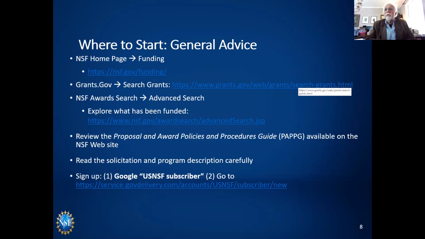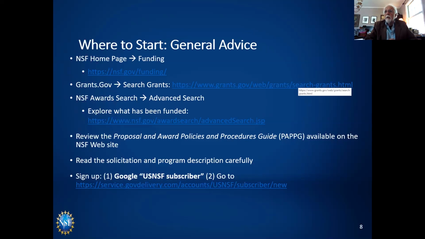Where to start to figure out what's going on? Well, check the home page, go to funding. Grants.gov doesn't have anything very different from the NSF pages, so you don't need to use it unless you're using grants.gov. The awards search is a great place to learn what's going on.